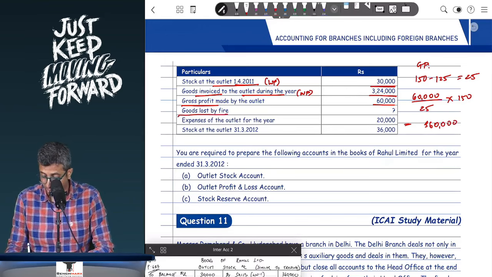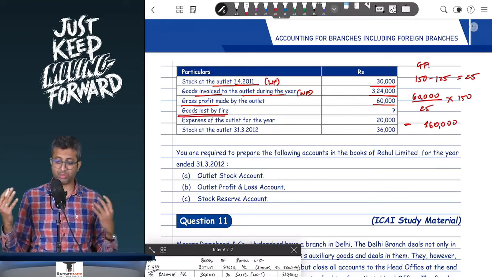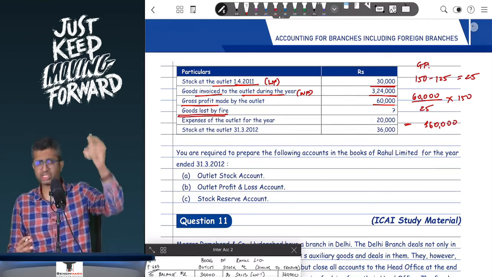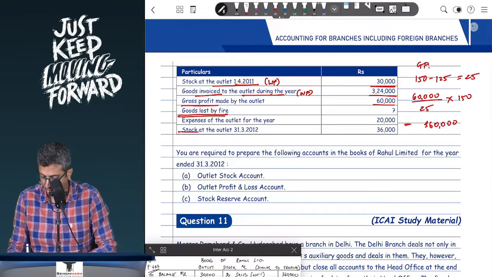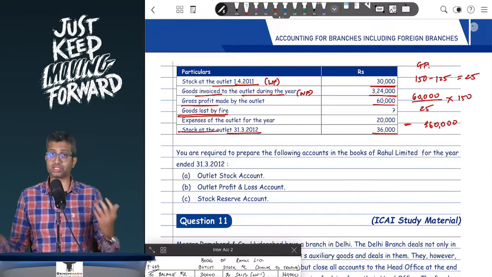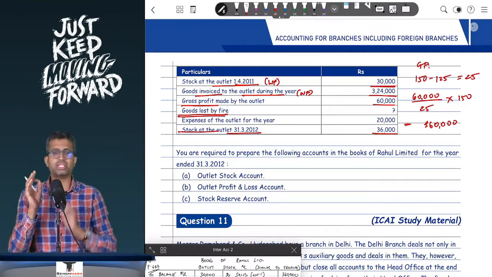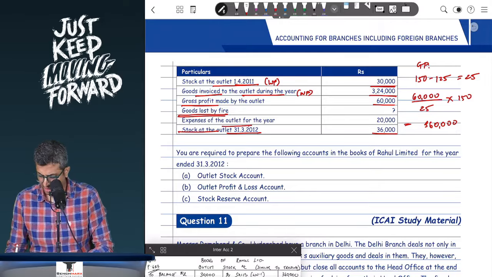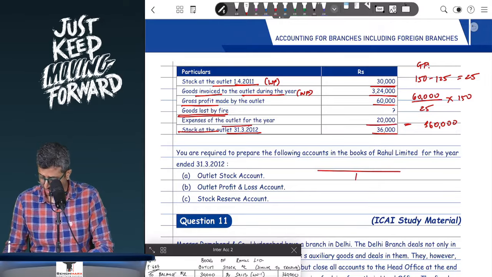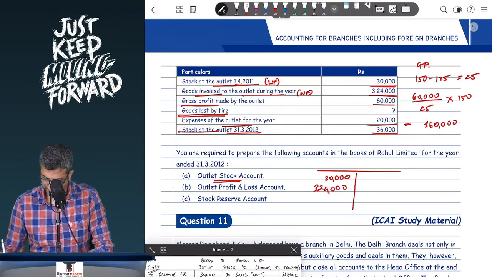Now there must be some goods which are lost by fire. So this will be the balancing figure in my trading account if I can find the sales, if I have the opening stock, if I have goods invoiced during the year, even if I have the closing stock. Brilliant. Stock at the end of the year, 36,000, I have that, which means if there is any balance, that will be due to goods lost by fire. And expenses for the outlet is 20,000. So if I were to prepare the outlet stock account, my opening is 30,000. During the year, 3,24,000 has been invoiced. Sales were 3,60,000.